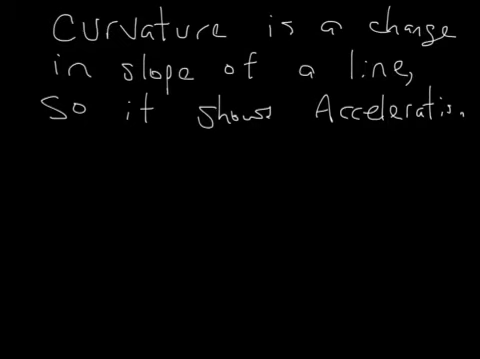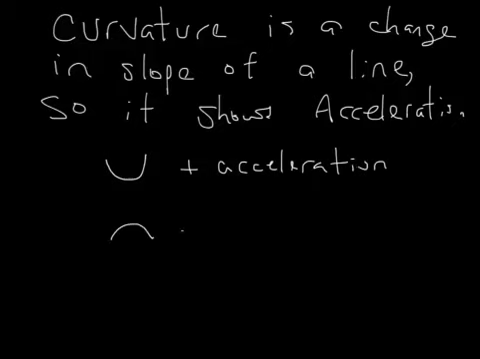On a position versus time graph, the curvature is a change in slope of the line. So it shows the acceleration of the object. As we discussed in class already, if the curvature is concave up, that's going to mean that there's a positive acceleration. Okay, concave up gives a positive acceleration. If it's concave down, that's going to give you a negative acceleration. All right, so again, the curvature is a change in the slope of the line, and that shows that the object is accelerating.